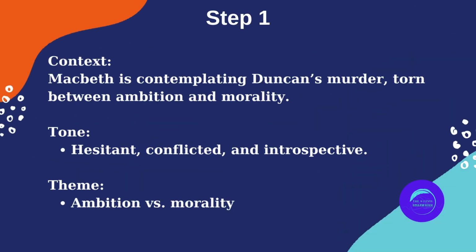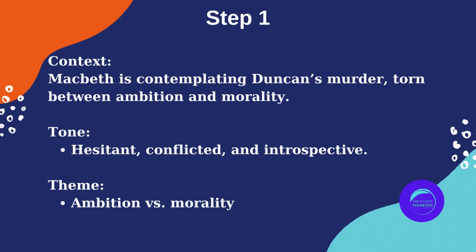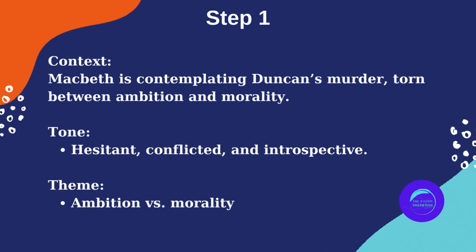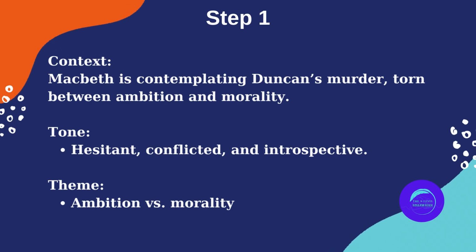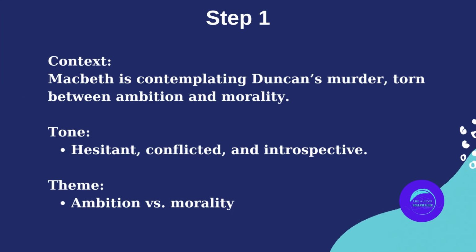Step 1. Context, tone, theme. Context. Macbeth is contemplating Duncan's murder, torn between ambition and morality. Tone. Hesitant, conflicted and introspective. Theme. Ambition versus morality, the consequences of power.